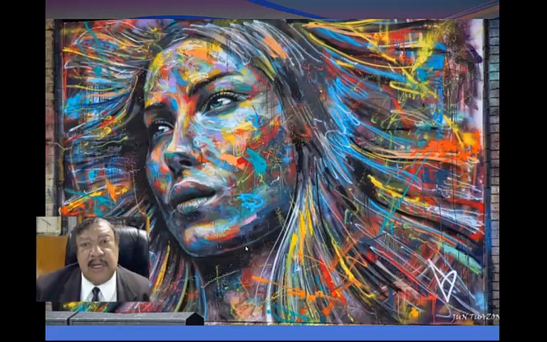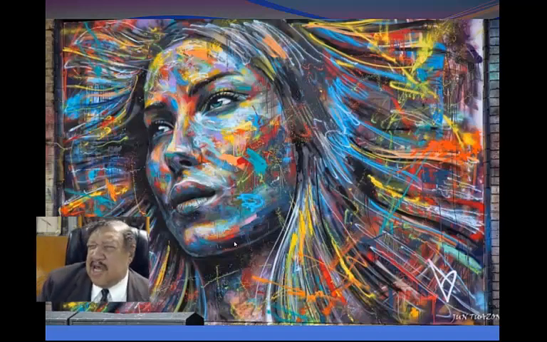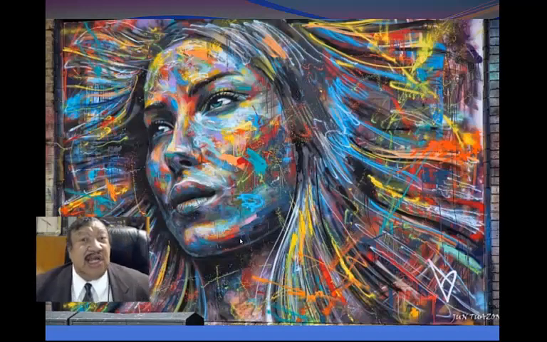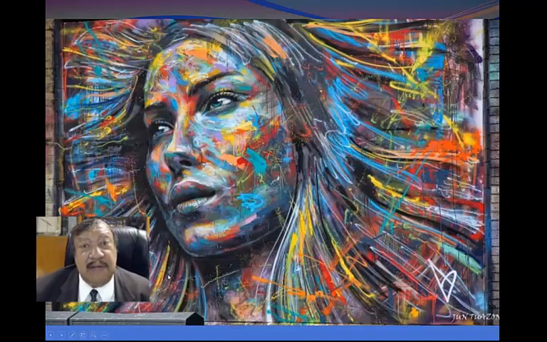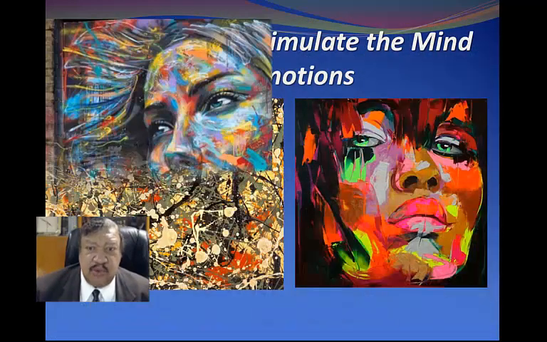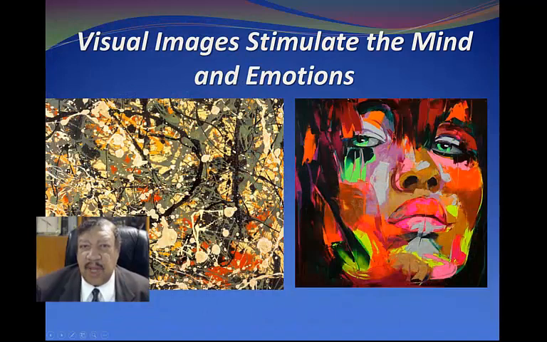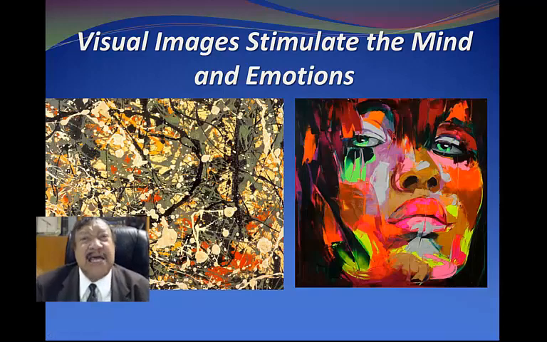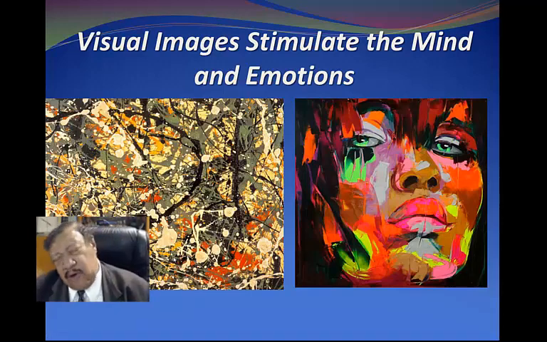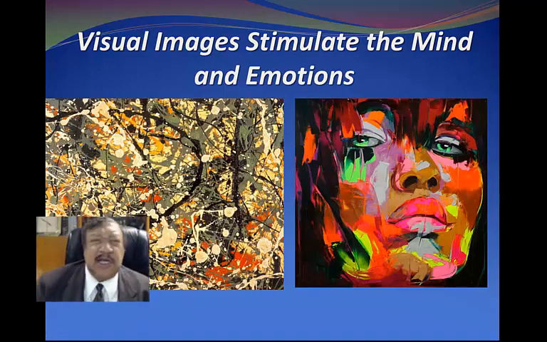Or do we see that the multicolors, the splashes, the quick lines, mean something with respect to the excitement that might be taking place in this work of art? So visual images have the power to stimulate the mind and emotions. And on the left side, we're going to study a non-objective artist who became famous, Jackson Pollock.